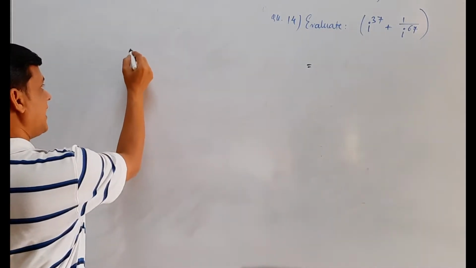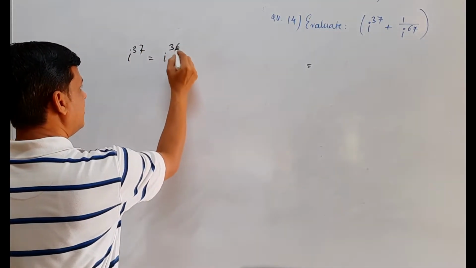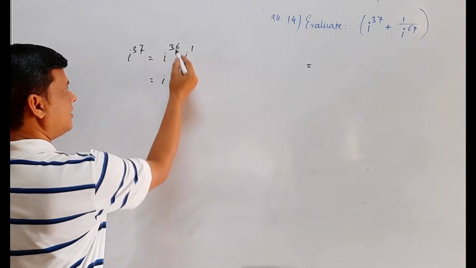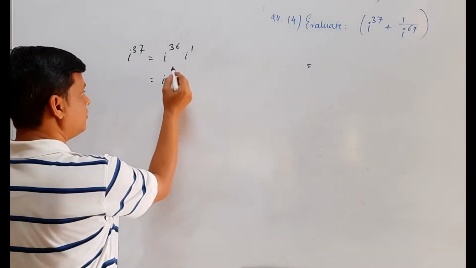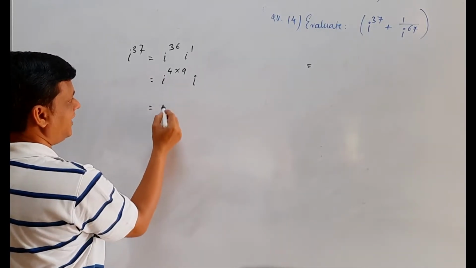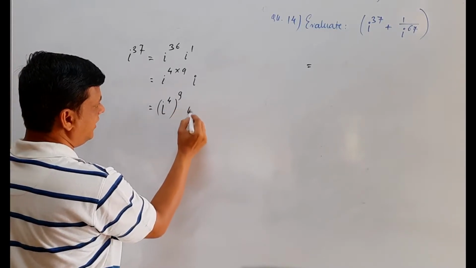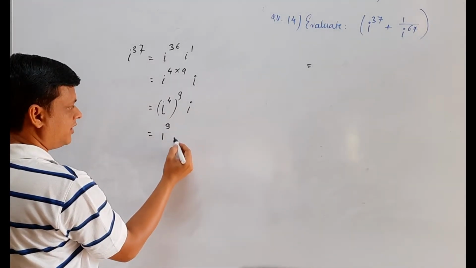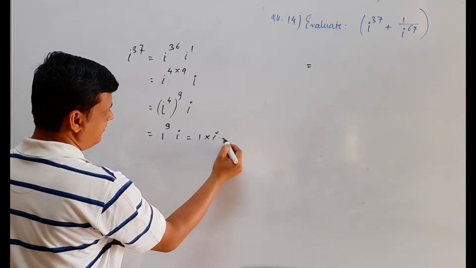So we write this i raised to the power 37 as i raised to the power 36 into i raised to the power 1. And this i raised to the power 36 we write as a multiple of 4. So 4 nines are 36, and i raised to the power 1 is i. So we write this as i raised to the power 4, raised to the power 9, into i. i raised to the power 4 is 1. So 1 raised to the power 9 into i, which is equal to 1 into i, which is i.